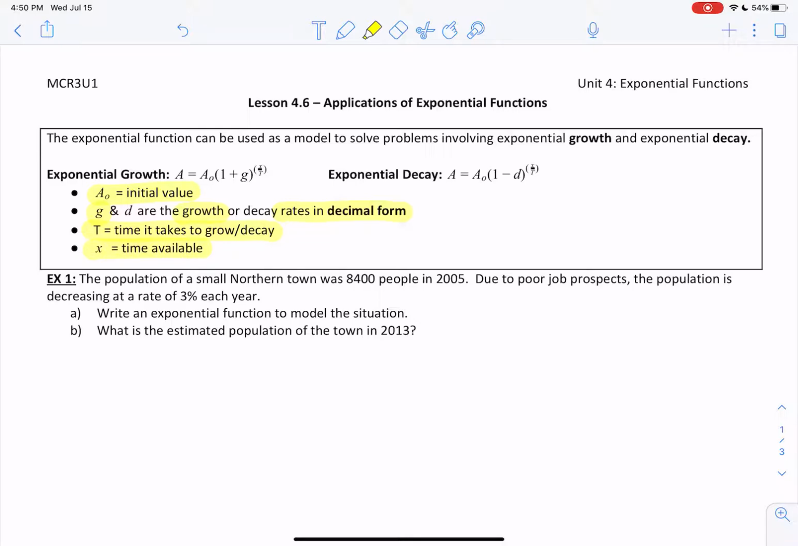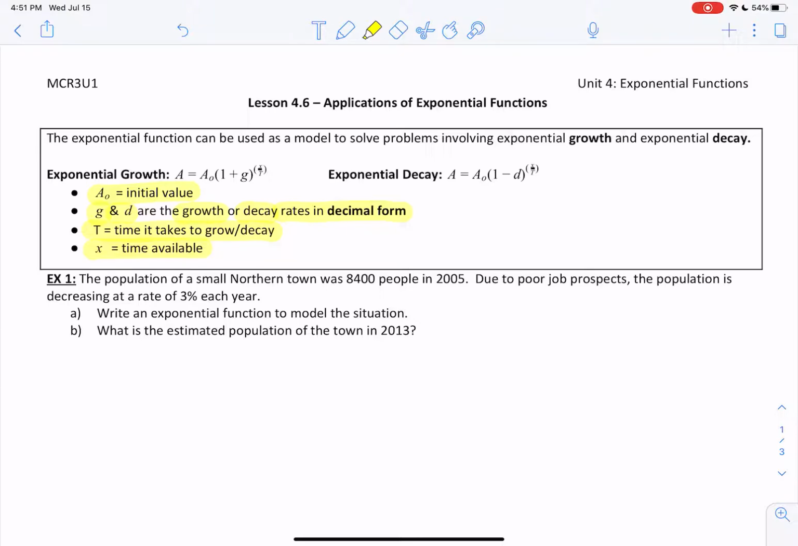I can also have exponential decay, and its general equation is A equals A naught, which is the initial value again, multiplied by 1 minus d, where d is the decay rate in decimal form, to the power of x over t, where x again is the time available, and t is the time it takes to grow or decay. The easiest way to understand these is to start by doing an example. We'll do a few examples together so you get the hang of how to do this.